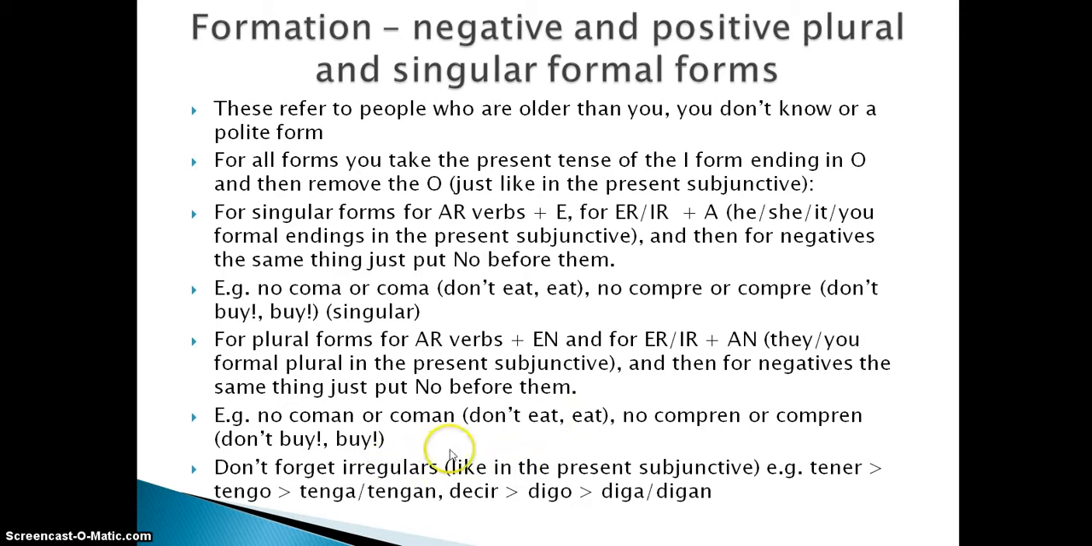The regulars. Just be careful that some of them, if you take it back to the I form, like in the present subjunctive, for example, tener in the I form is tengo, so we take the O off and we get tenga or tengan because it ends in ER originally. Or decir in the I form is digo, so we'd take the O off and we'd add an A and AN if it was singular or plural, diga or digan.